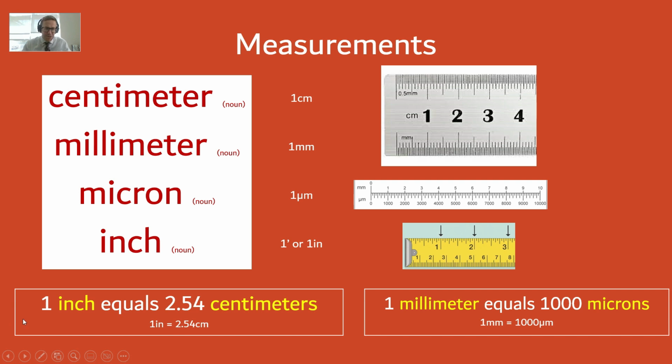So for example, we could say 1 inch equals 2.4 centimeters. Or we could also say 1 millimeter equals 1,000 microns. So that's the meaning. Let's look at spelling.